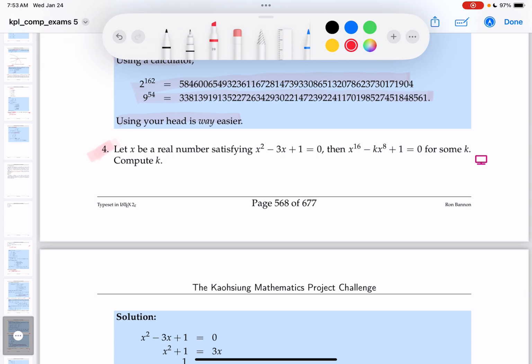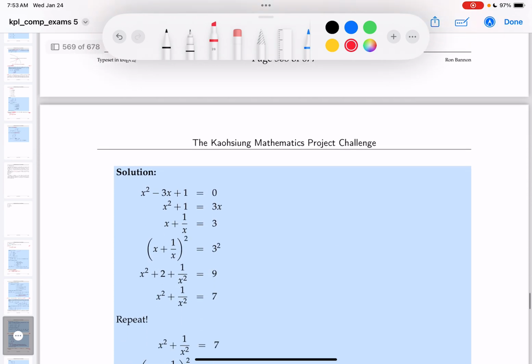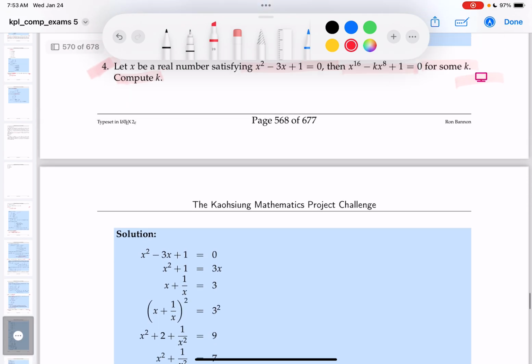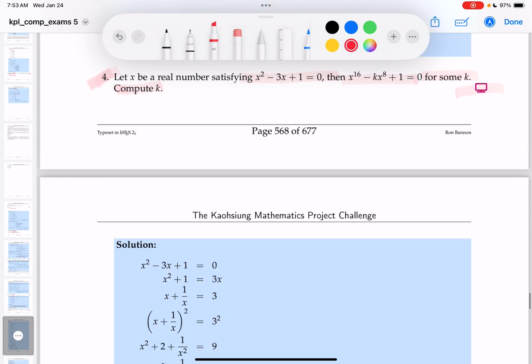Number four, what am I saying? X is a real number. It satisfies this equation over here. And then they get this thing over here, somehow related to this over here, for some k. Compute the k, all right? Now, someone says, how do you do that? Well, I would struggle with that. And certainly if someone says, what do you mean struggle with that? I'd have to work through that.